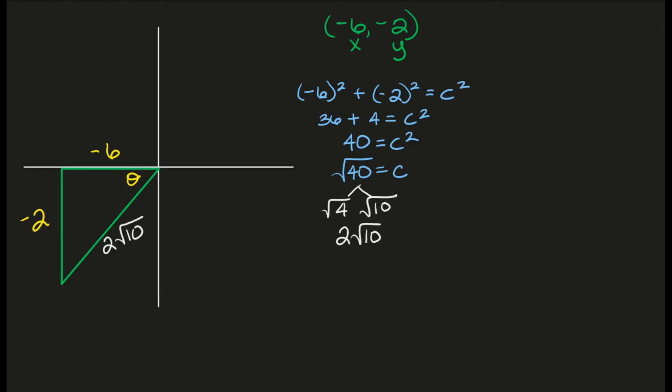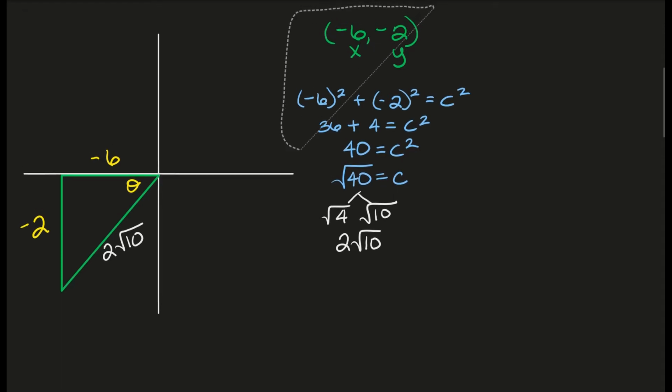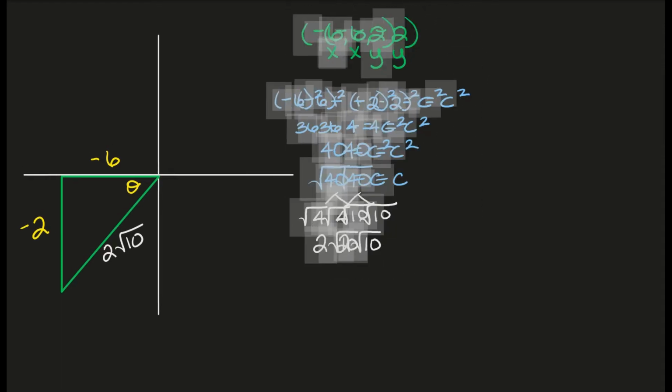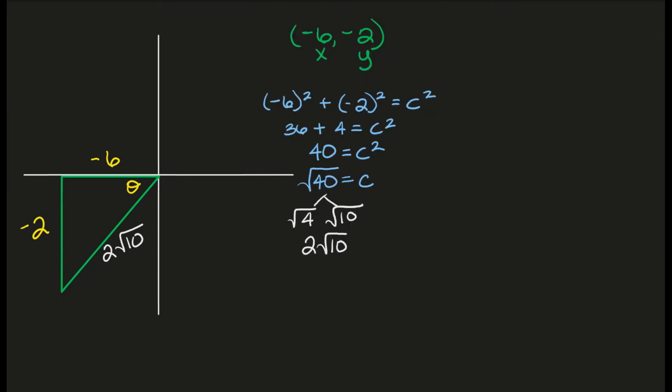Now we're going to use these 3 legs to solve for our missing trig ratios. So let me move all of this just a bit over here to the left. Now I have some room. So let's find sine of theta. As we said before, sine is the opposite over the hypotenuse, and I'm referencing this angle. So the opposite leg is -2 over the hypotenuse, which we just found, which is 2 root 10.